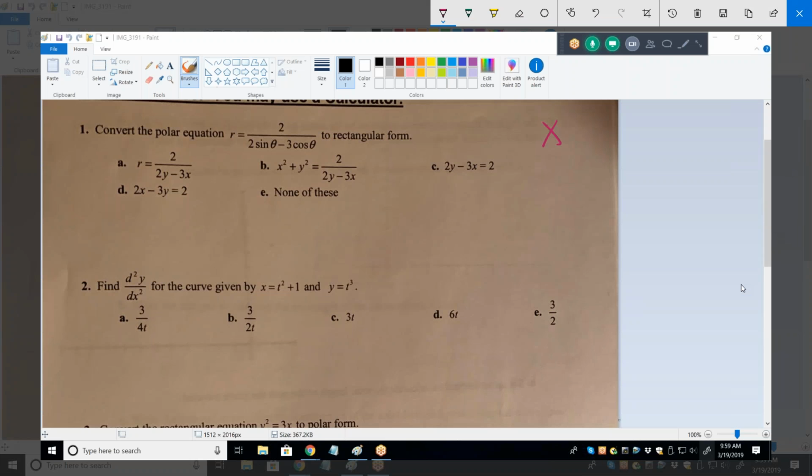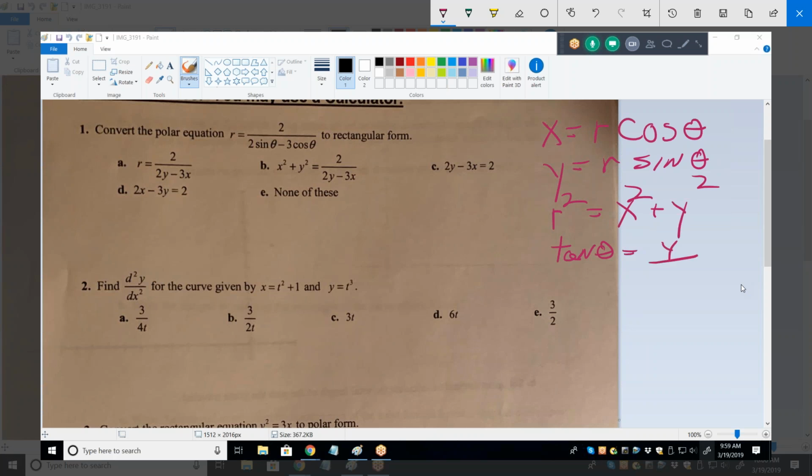One is x equals r cosine of theta. The other is y equals r sine of theta. r squared equals x squared plus y squared. And the tangent of theta equals y over x. Okay? Now, in a lot of these, you only need a couple of them.